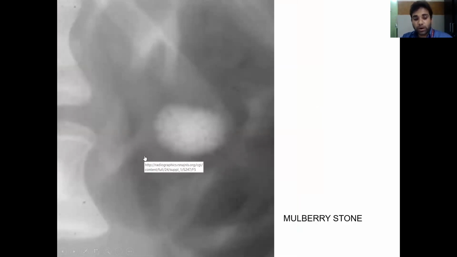The next one is the Mulberry stone. Mulberry stone is one of the types of urinary tract stones. It is formed by calcium oxalate dihydrate. It is also a subset of Jackstone calculus, which has a spiked appearance. But here, when the stone has less well-developed spikes, it may appear to have a mammillated appearance. Hence, it is referred to as Mulberry stones.